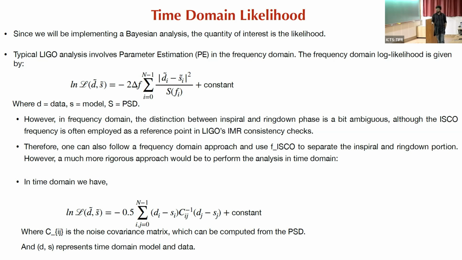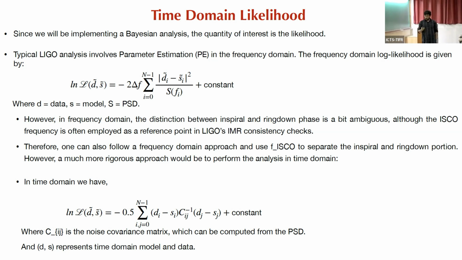signal in time domain. If you wish to do it in time domain, this is how the likelihood will look. You have time domain data, then you have C_ij inverse, the noise covariance matrix, which is the inverse Fourier transform of this PSD basically. So in frequency domain, you have to process a one-dimensional array, the power spectral density, whereas for the time domain analysis, you have to process an n cross n matrix at each likelihood computation. So it's just computationally more expensive. That's why LIGO analyses are mostly done in frequency domain.